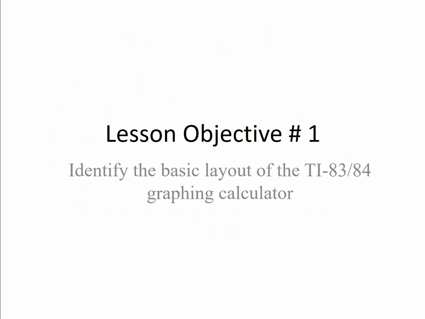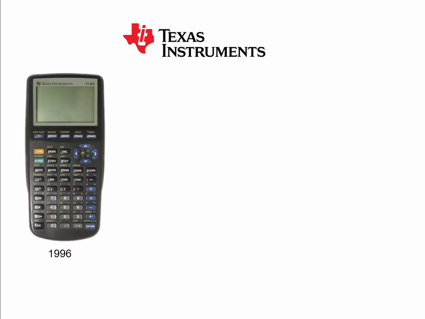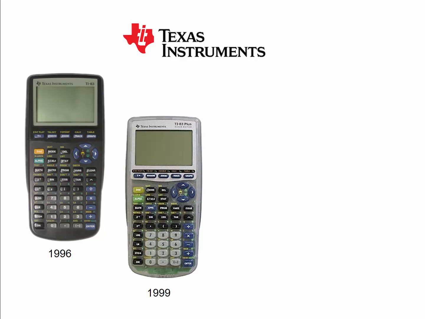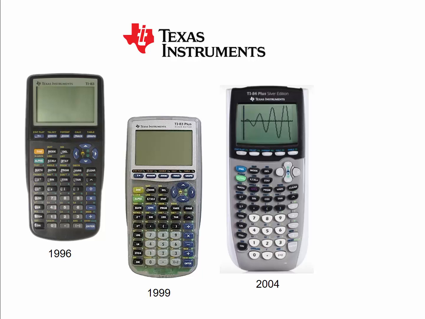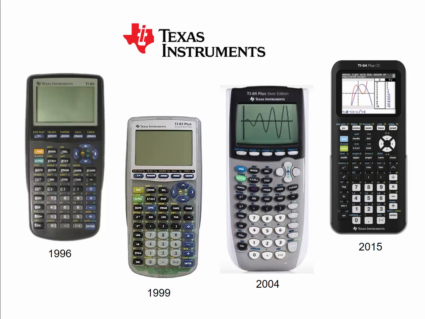Lesson objective number 1. Way back in 1996, the TI-83 was introduced. 3 years later, the TI-83 Plus was introduced. The TI-84 Plus came in 2004, and in 2015 the TI-84 Plus CE was introduced. This was the first calculator to have a colored screen. The layout of all of these calculators is essentially the same, so if you know how to use one, you can use any of them.